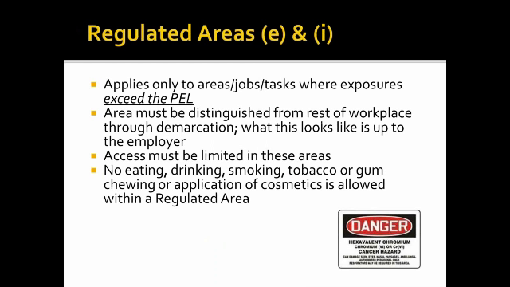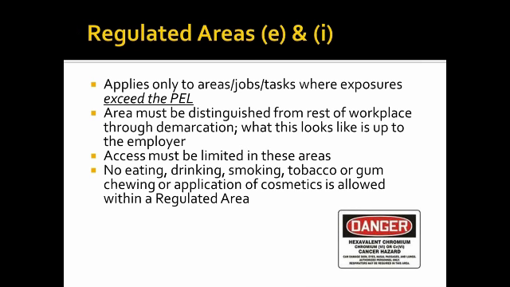Regulated areas: if you're over the PEL, you have to establish one, and it only applies to those areas, the job, the task, where exposures exceed the PEL. So let's say you have an occasional arc gouging process where you know you're over the PEL. You have to establish a regulated area around that process when it's being done. For many of you who have ongoing processes and booths where you're doing this kind of work, you may just have this sign, a demarcation set up permanently.